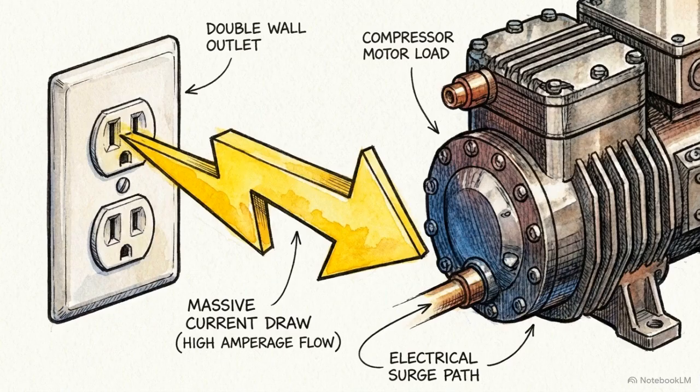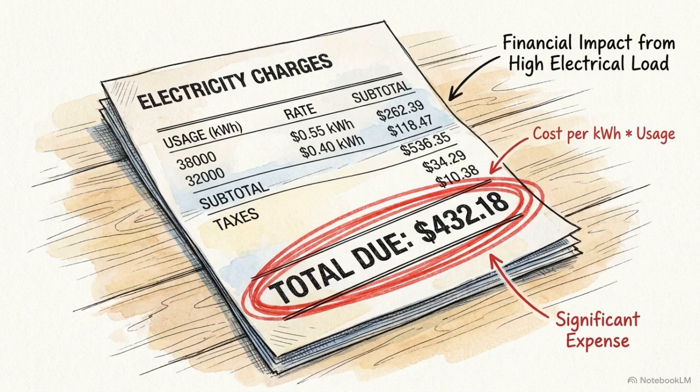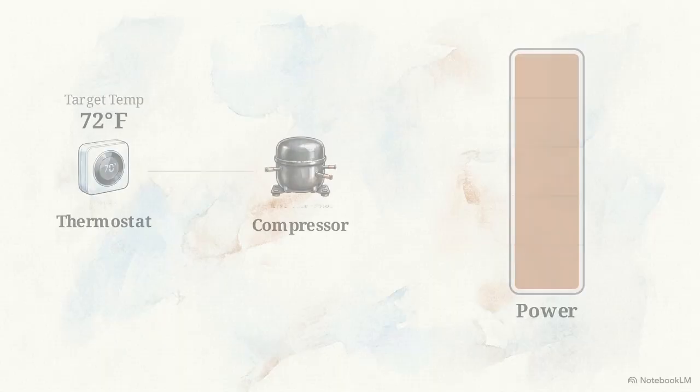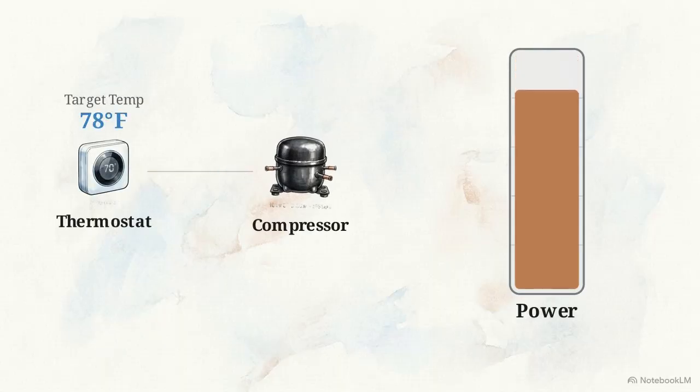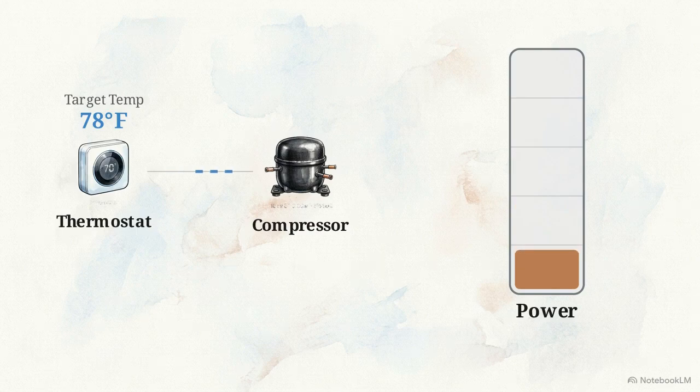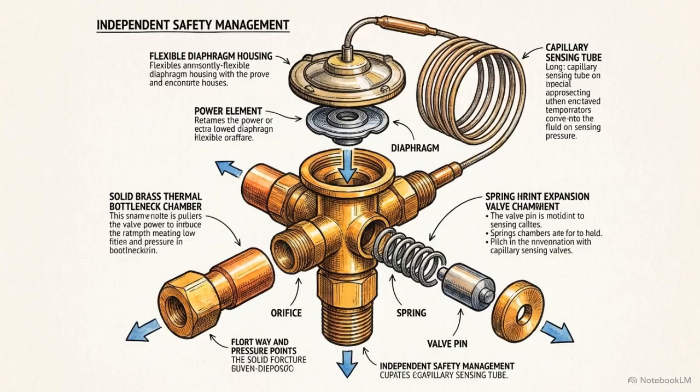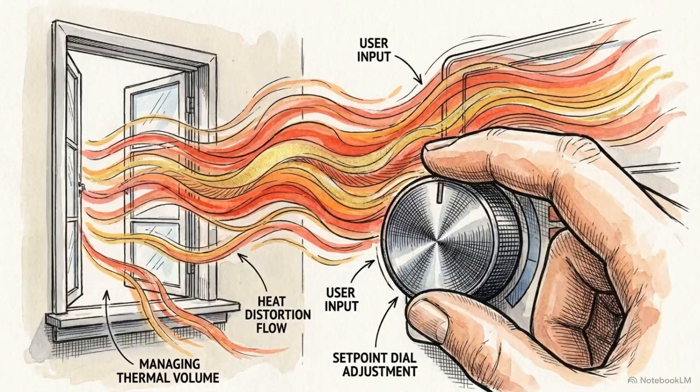Because the compressor is doing more physical work, it draws significantly more electrical current, which translates directly to a higher power bill. Conversely, setting a higher target temperature tells the compressor to slow down or run in shorter bursts, vastly reducing electrical consumption. The thermal expansion valve independently manages the internal physics to prevent explosions, while you, via the thermostat, simply manage the volume of heat being transported over time.